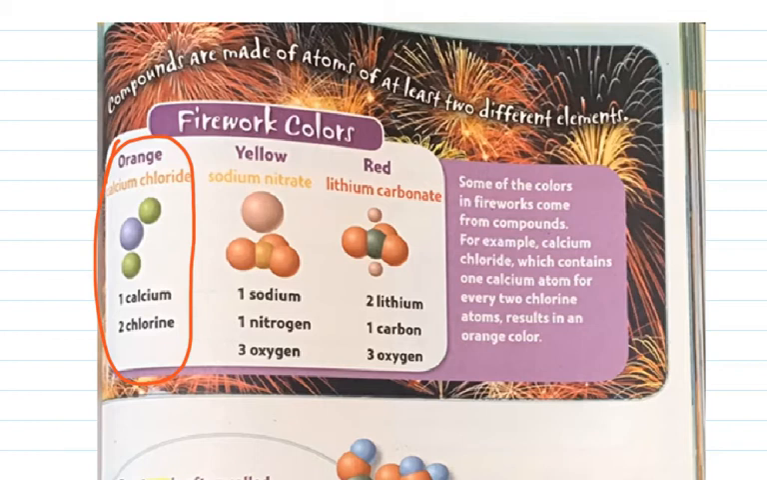So, we say it, sodium nitrate. Okay, so let's look at how many there are. So, we have 1 sodium, 1 nitrogen, and 3 oxygen. Okay, let's go back here. So for every sodium and nitrogen atom, there are 3 oxygen atoms. Okay, that's pretty neat. Now let's look at the color red.